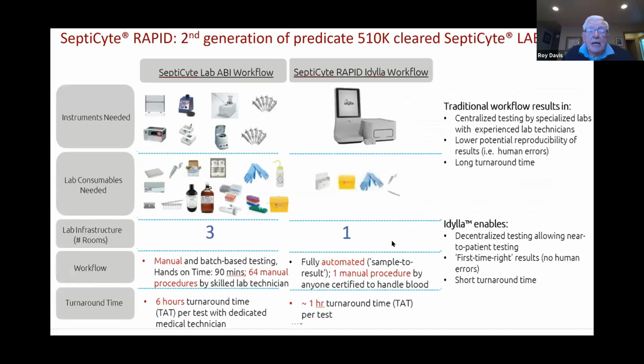Septicyte Rapid is a second-generation test based on the predicate 510(k)-cleared Septicyte Lab test. The Septicyte Lab test was a manual bench test with multiple hands-on processes and had a turnaround time of about 6 hours. Understanding that this obviously was not going to impact early diagnosis, we have developed a platform-based, near-to-patient process that uses the IDYLLA platform. It's fully automated, cartridge-based, and has a turnaround time of approximately 1 hour.